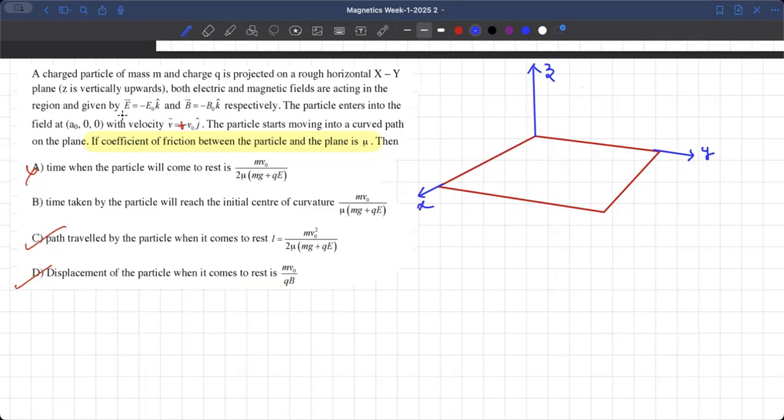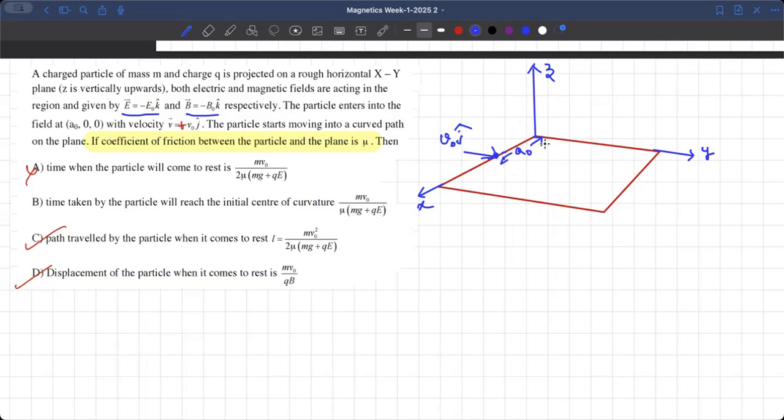E bar is equal to, you have electric field and magnetic field in the same direction. Frankly speaking, both are into the plane of the board. The particle enters the field at (a naught, 0, 0) with a velocity, which means it is entering somewhere over here. And that too with a velocity given by v naught z cap. And this is at a distance a naught.